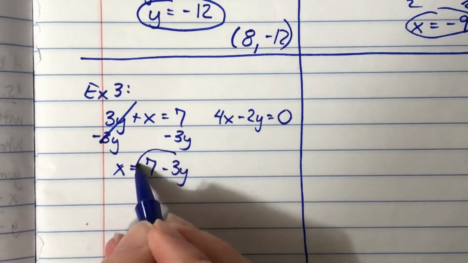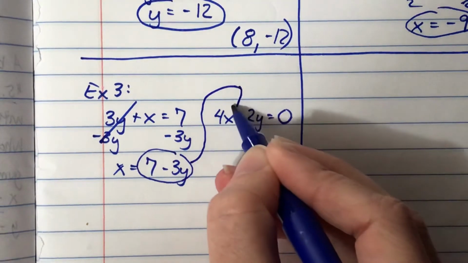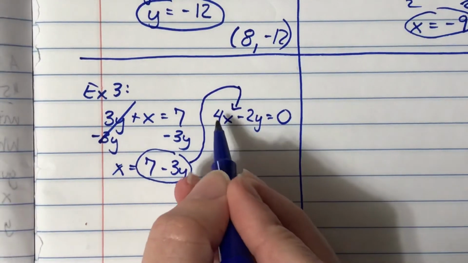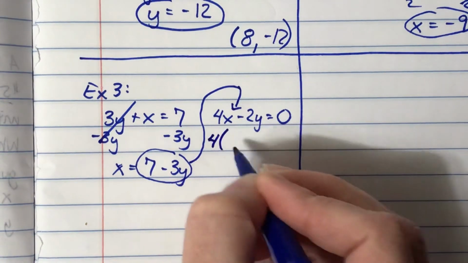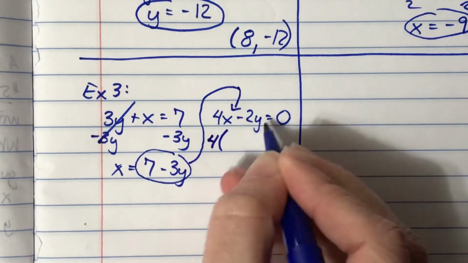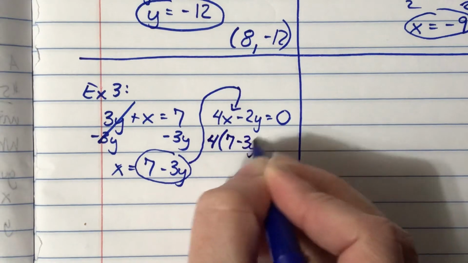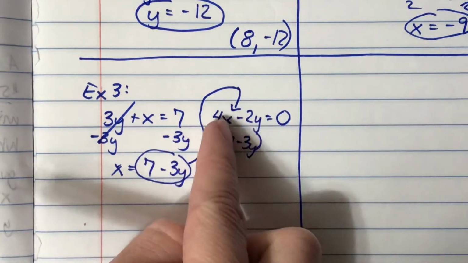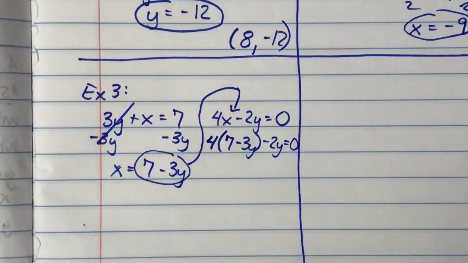If this is what x is equal to, I'm going to take this and I'm going to drop it in where I see the x over here. Now this is going to get a little trickier because of this 4 in front here. So here's how I'm going to write this. 4 times, I'm substituting in the x value. X is equal to, I'm going to put parentheses around it because of this 4 in front, 7 minus 3y. So all I did again was pick this up and drop it in exactly where I saw the x. Then I still have minus 2y is equal to 0.